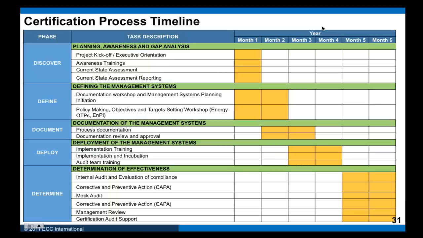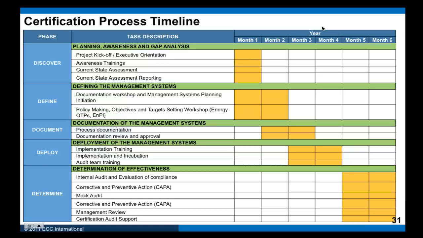Sorry, I didn't get the question. Can you repeat that, please? Yeah, of course. The question was, how does ISO 50001 fit with existing management systems? For example, ISO 9001 or ISO 14001.